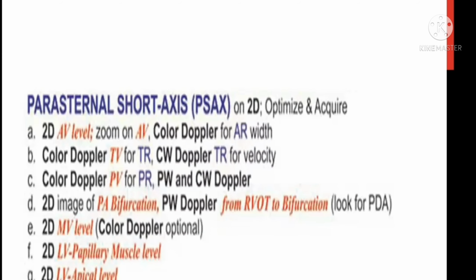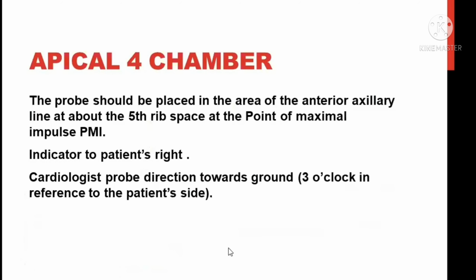So the things that you see on 2D of parasternal short axis: you can look at the aortic valve, you can measure the aortic valve area, and the tricuspid valve. You can see velocities and regurgitations, which you will see later, and also the pulmonary bifurcation. The mitral valve area can be calculated, and you can also look at the papillary muscles. The apical level can be assessed. So these are the things that you should assess on parasternal short axis.